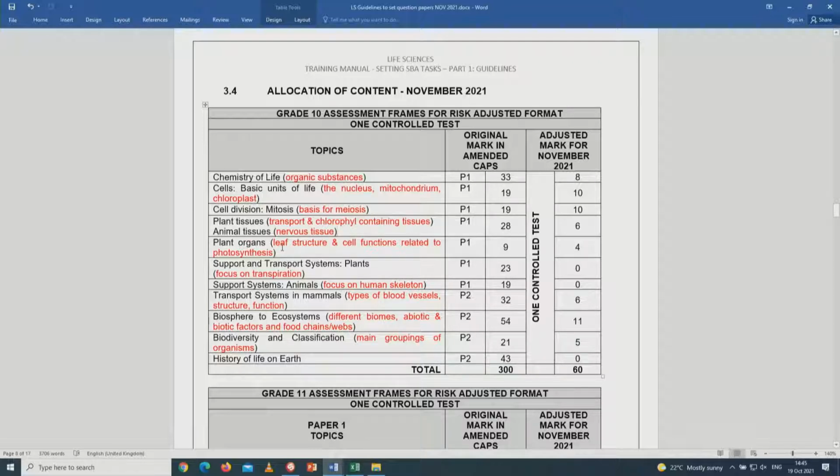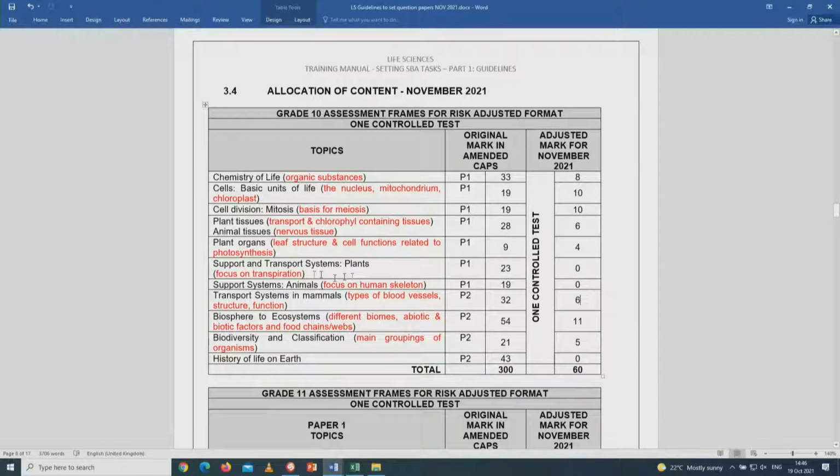Plant organs. Concentrate on leaf structure and then the cell functions related to photosynthesis, because they need it in grade 11. It's only 4 marks. You can play around with these marks, viewers. You can, if you maybe want to go 6 marks here and 5 there, that's not the end of the world. This is a basic suggestion or a skeleton for you to compile your papers.